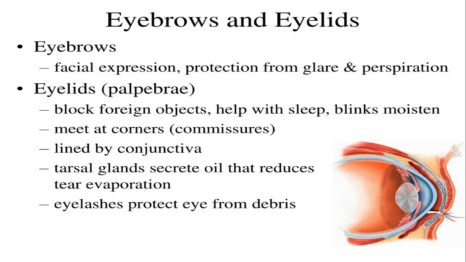Eyebrows and eyelids. The eyebrows and eyelids are important features of the face that play a significant role in protecting the eye and expressing emotions. The eyebrows are two small patches of hair that are located above the eye. They are composed of three layers: skin, hair, and muscles.